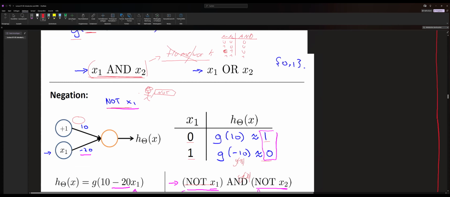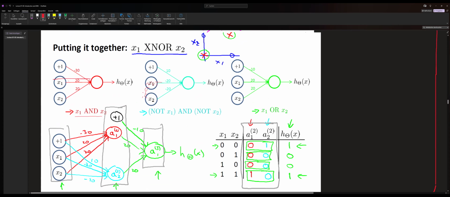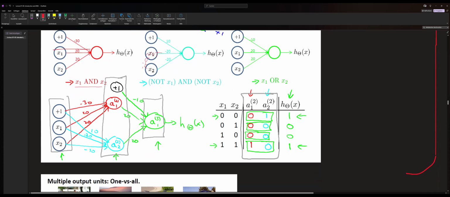You remember the homework. Put it together here, right? So we have the AND here: put it together, minus 30, 20, 20, and we get the AND, right? So this neuron is responsible for the AND. And this neuron right here is not x1 and not x2, right? So basically we have here the weights 10, minus 20, minus 20, right? So it's not x1, not x2.